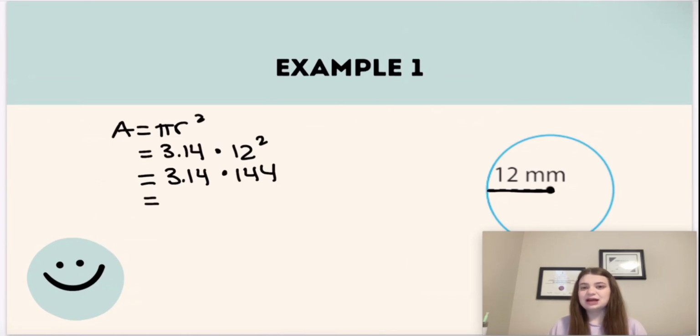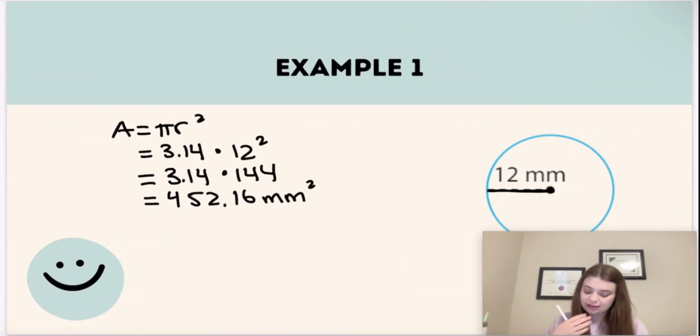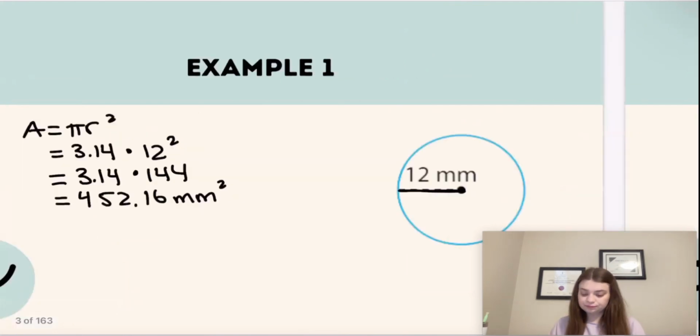Typically, if it doesn't tell you a certain amount, that means you could either just leave it the exact answer, so 144 times pi millimeters squared, for example, or you can just round it to 2 or 3 decimal places. So in this case, I'll say it's 452.16 square millimeters because that is the number I get when I multiply 3.14 by 144.